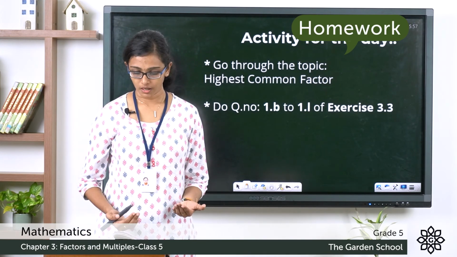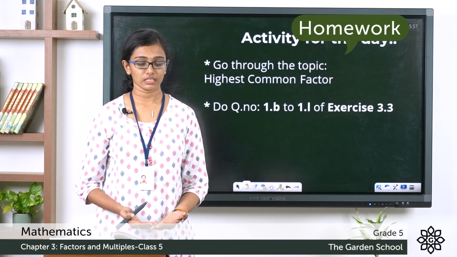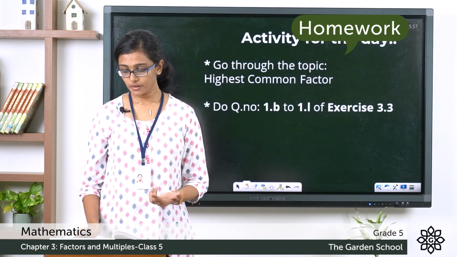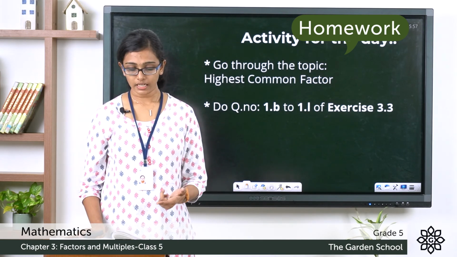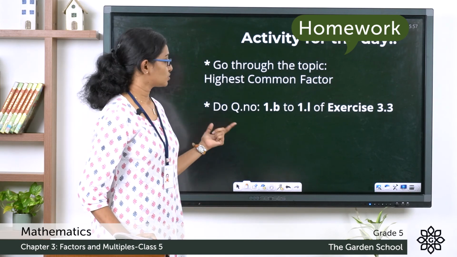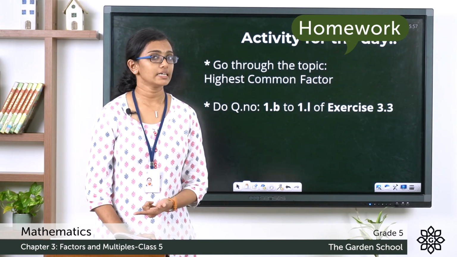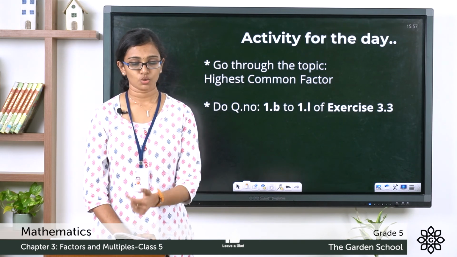You can go through the topic, the highest common factor, to find HCF by prime factorization method and to find HCF by short division method, which is on page number 43 and 44. Once you have done that, you have to move on to exercise 3.3. The first question, question 1a, we have already done in the class. You have to complete the other questions, that is 1b to 1l.